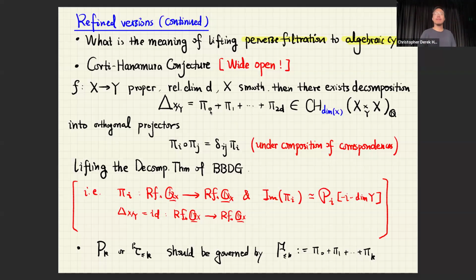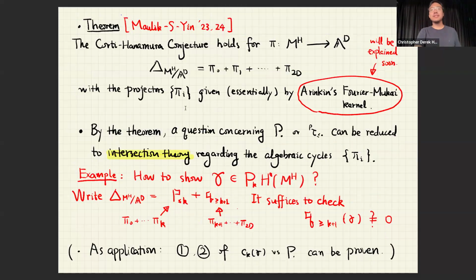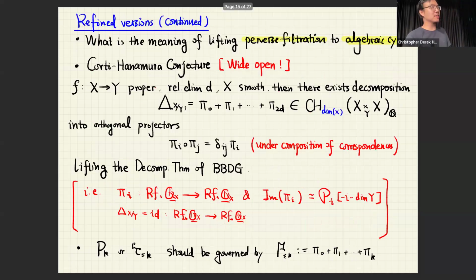So in other words, everything you can read off from the decomposition theorem should be detected by these algebraic cycles, if they exist. But of course, if you really want to use this philosophy to solve your problem, one of the biggest challenges is that this is a conjecture, and unfortunately it is not known for the Hitchin fibration. But this is part of the conjecture, that there exists one decomposition which specializes to the decomposition theorem.